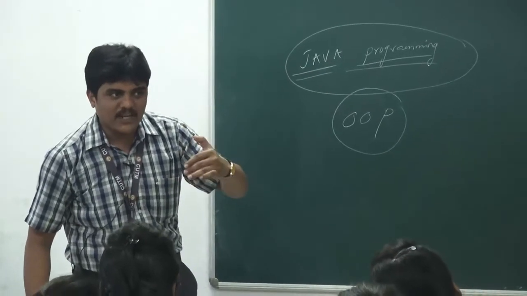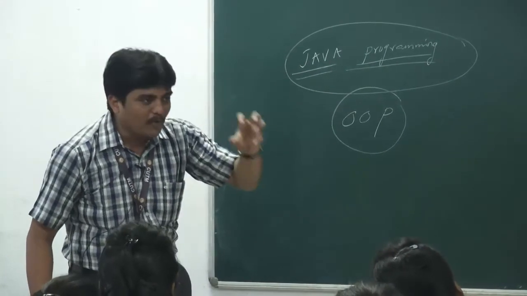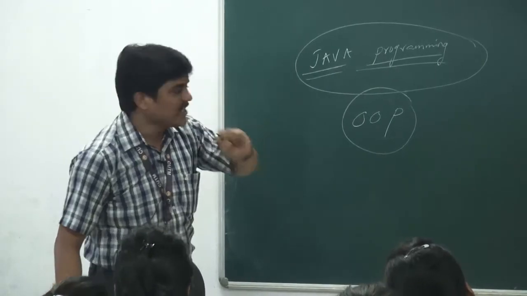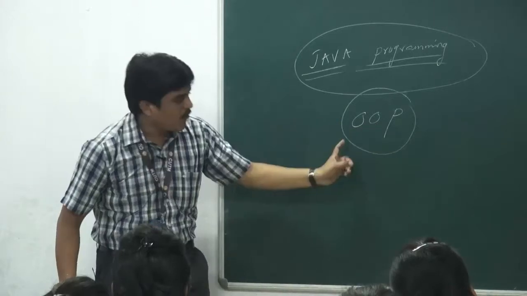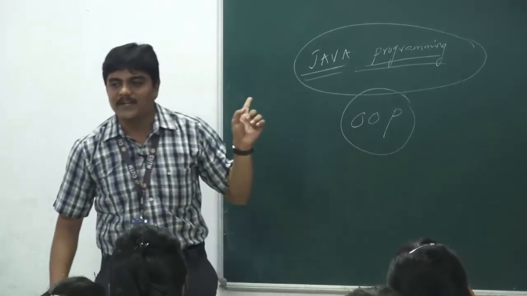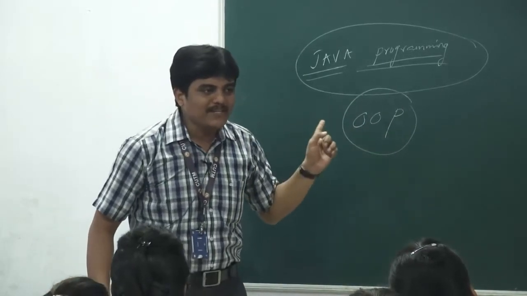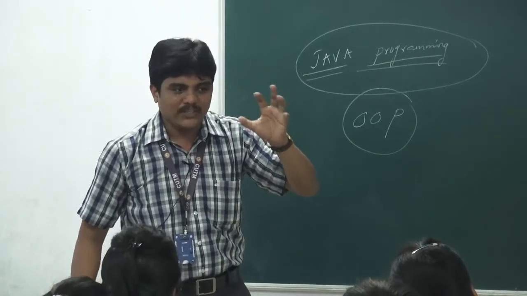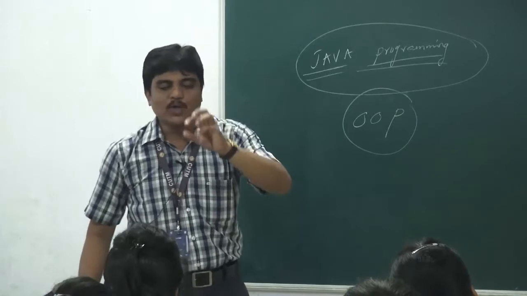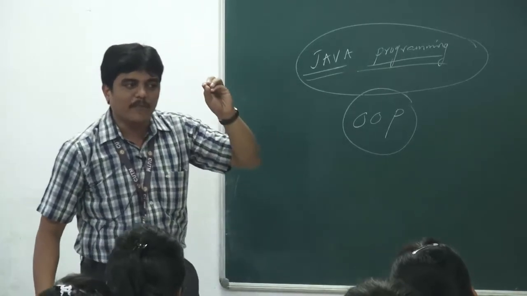Now the next case: how can Java programming provide security for our data? That is by using object oriented programming concepts. What do we mean by object oriented programming? It means that everything acts as an object. So Java is called an object oriented programming language.